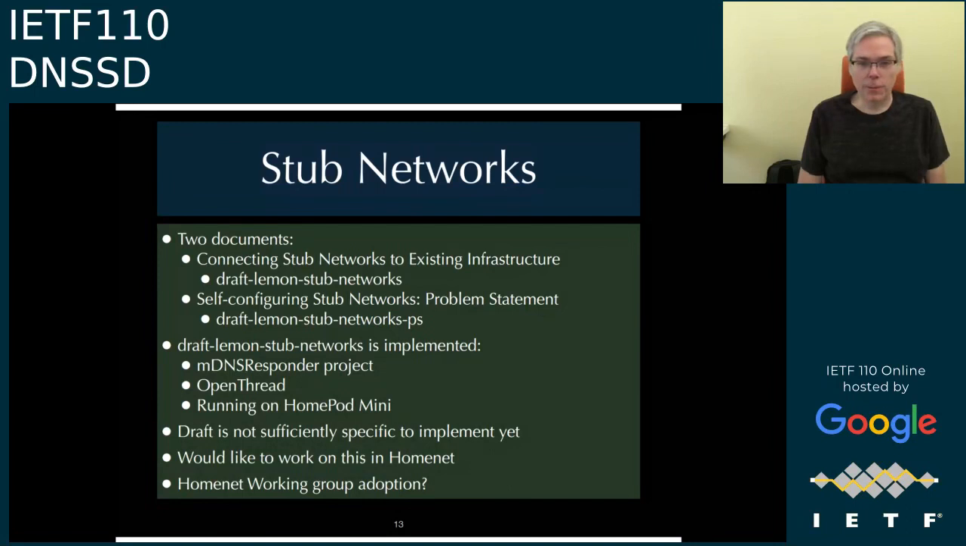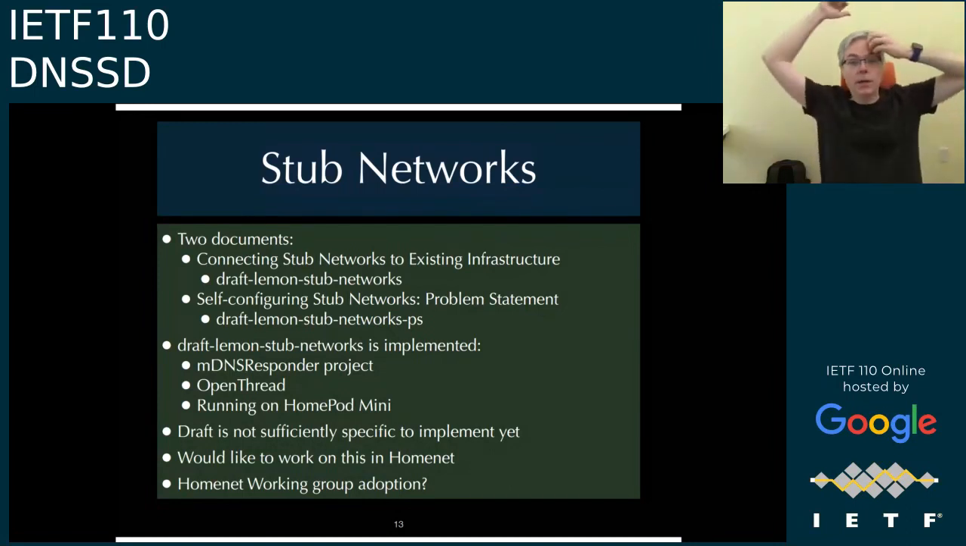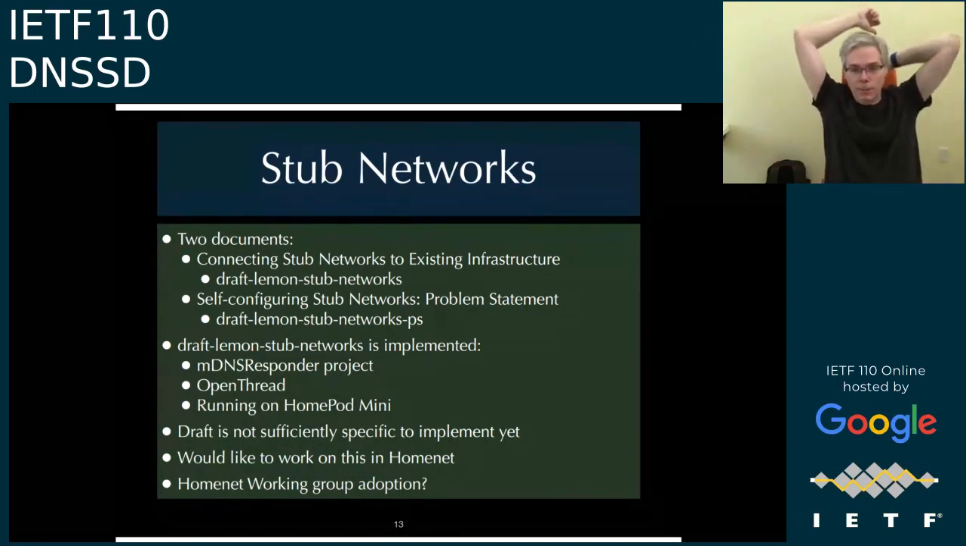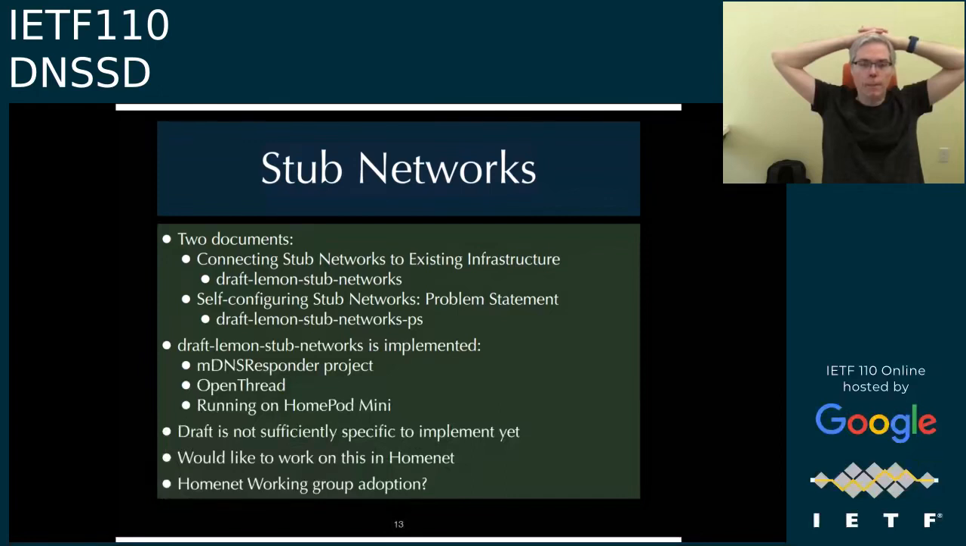The implementation document, currently draft lemon stub networks, describes how to connect stub networks to existing infrastructure. And that document is based on the work that we did on the HomePod Mini and on OpenThread. And it's a pretty good document. It still needs some work. It'd be nice to talk about, people have asked about a state machine for how things are managed. I'll talk a little bit about what's in the document after I've gone over my spiel about maturity.